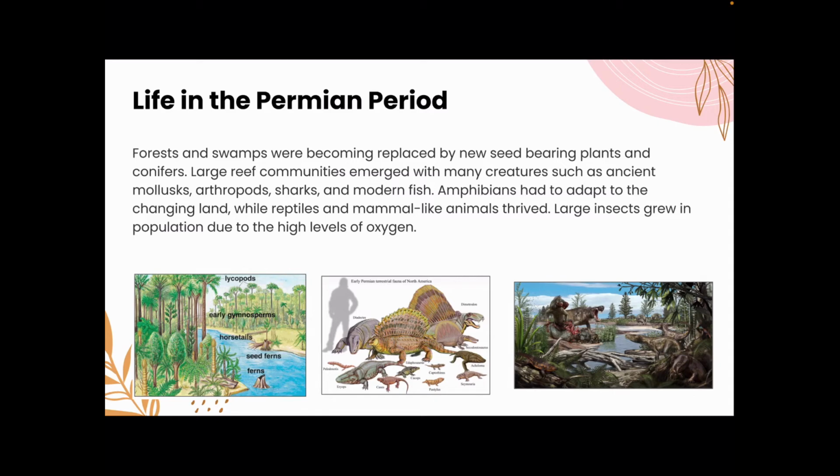Large insects grew in the population due to high levels of oxygen. Plants and animals evolved adaptations to dryness, such as waxy leaves or leathery skin to prevent water loss.